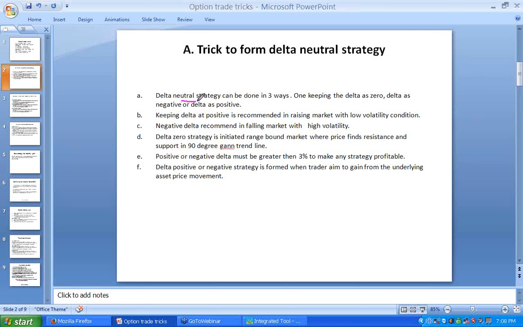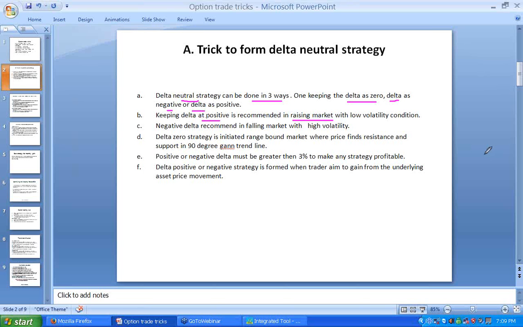So delta neutral strategy can be formed in 3 different ways. One, keep the delta as 0. Second, you can keep delta as negative. Third, you can keep delta as positive. So these 3 ways you can estimate the delta, and based on that you can initiate a strategy. Keeping delta positive is recommended in a rising market with low volatility condition. So whenever the prices are rising with low volatility, you must form a delta positive.